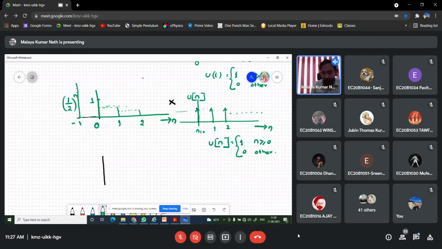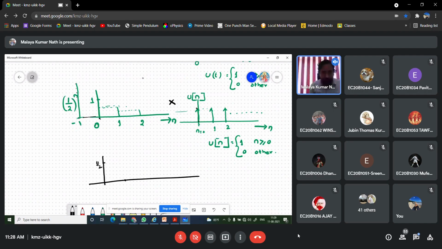Now, when I multiply these two signals, see, half to the power n has values for both positive and negative time, but u[n] exists only for positive time, that is n equal to 0, n equal to 1, n equal to 2, like this. So when I multiply them, the value at n equal to 0 of half to the power n gets multiplied with the value at n equal to 0 of u[n], and you get half.